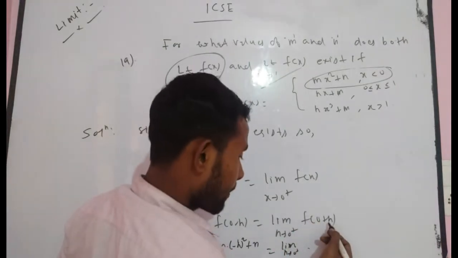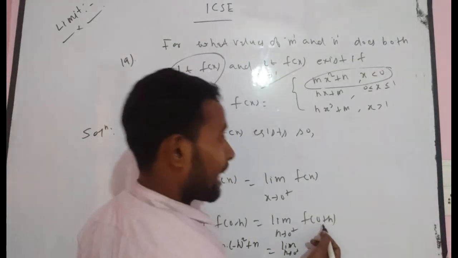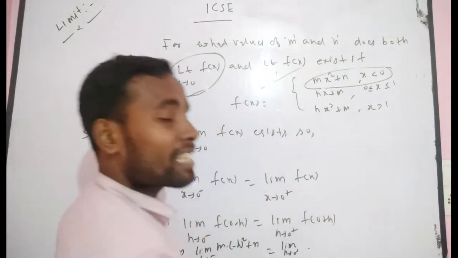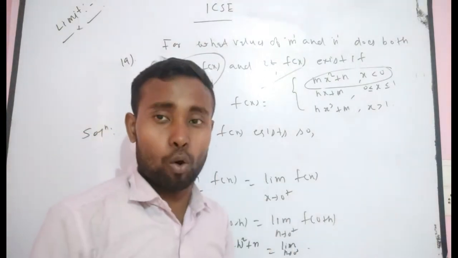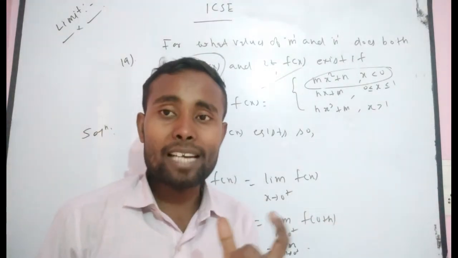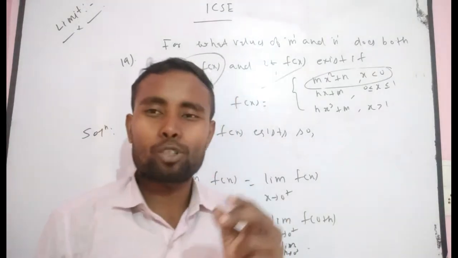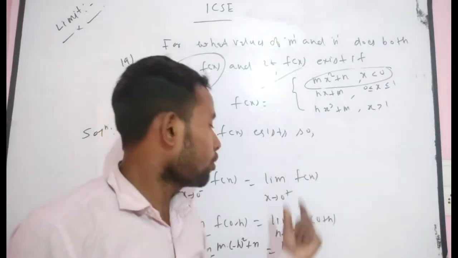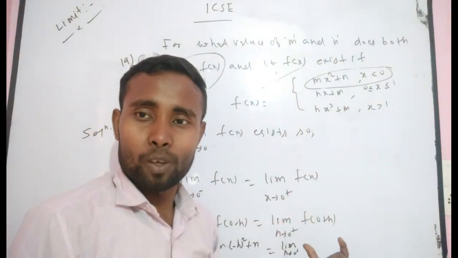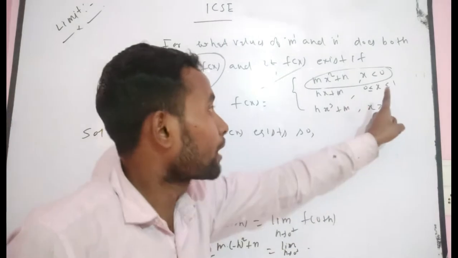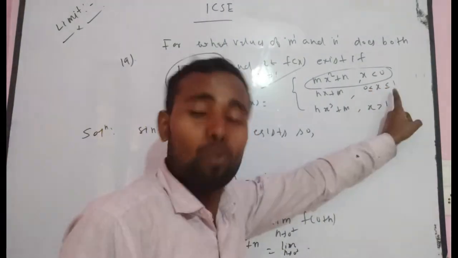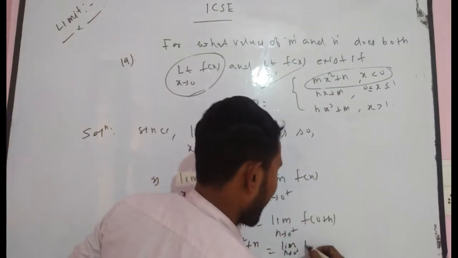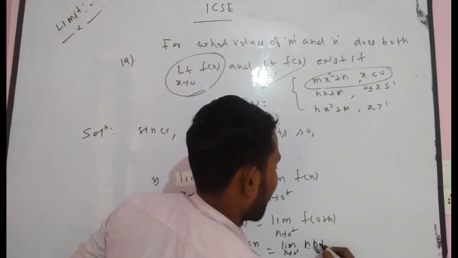f(0 plus h). 0 plus h means that it is slightly greater than 0, not a very large value. Slightly means, suppose, 0.001. In that case, in which function do we choose? Definitely x plus n, because x is greater than 0 and less than 1. So the function will be x plus n. That means x is replaced by h. So you can write h plus n.